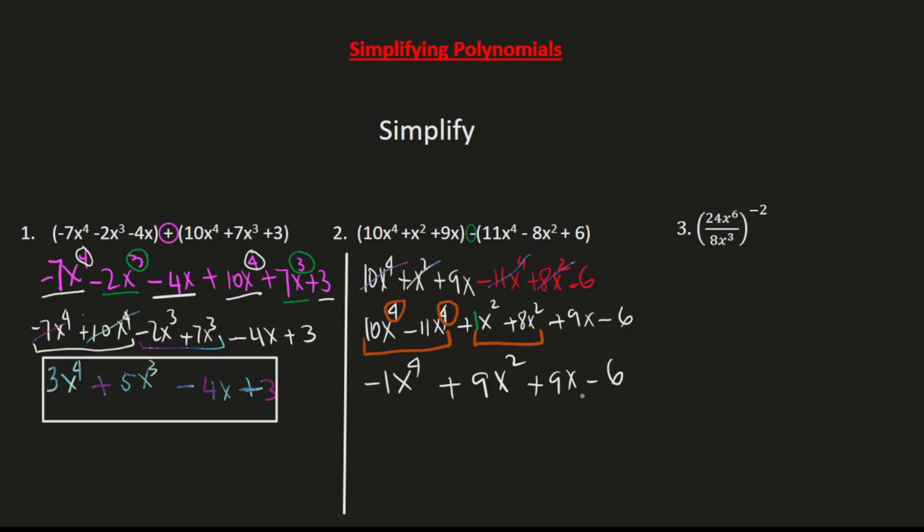Minus 6. You're going to tell me, why didn't I do these two? They're not the same. I cannot say 9 minus 6 is 3. You cannot say that because you get an x attached to the 9, but the 6, you don't have anything attached to it. So you leave it at that. Basically, this is our answer. Remember, minus 1x to the 4th is the same as minus x to the 4th, plus 9x squared plus 9x minus 6. So those two ways of writing the answer are the same.